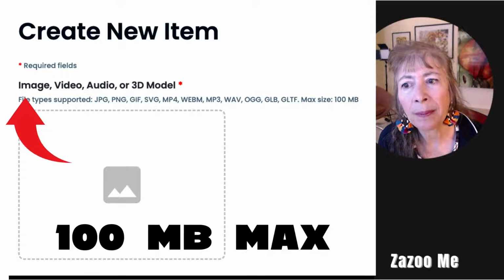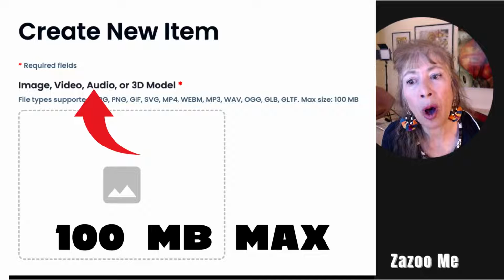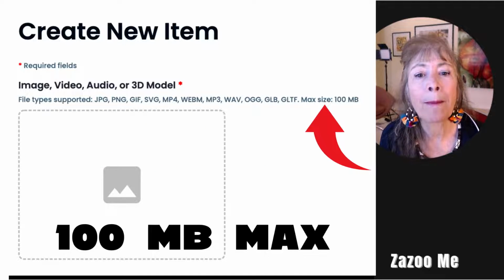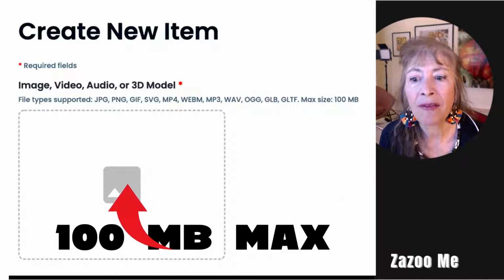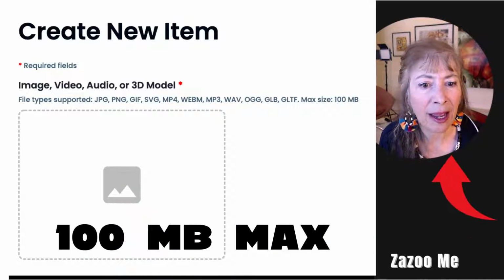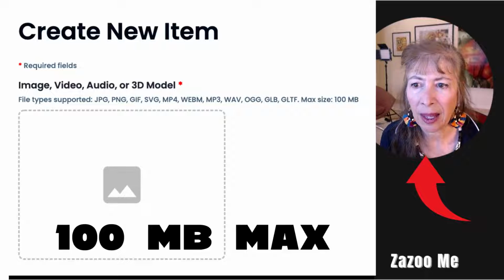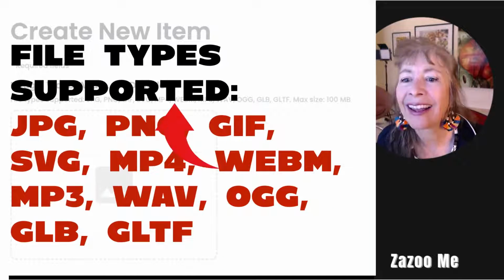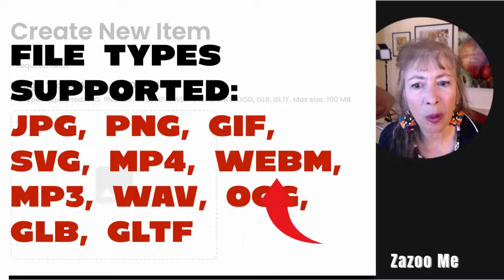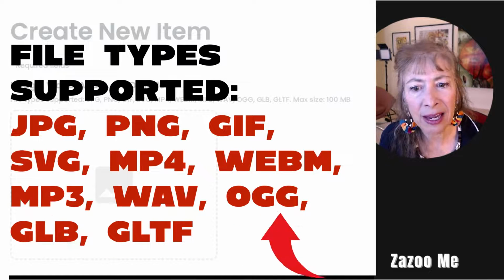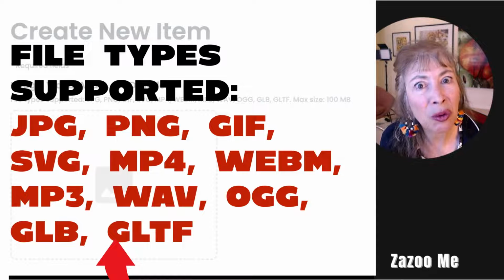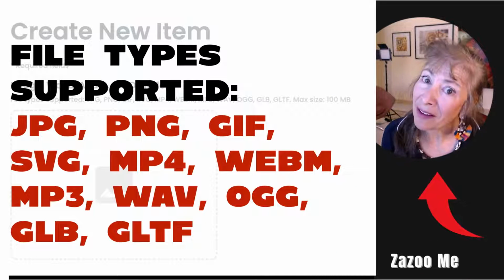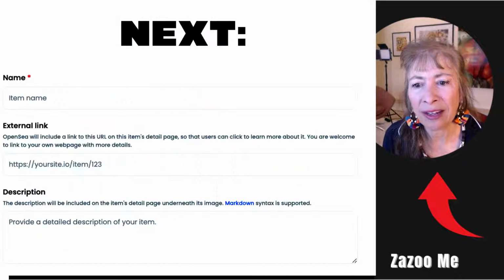So create new item: image, video, audio, or 3D model. File types supported, I went through them, maximum size 100 meg. Very important. This is where you're going to click and then you are going to upload. These are the file types supported. If you're not familiar with some of these things, look them up. Do your own research. Super important. I will make a video about this in the future, but I'm not doing it right this second.